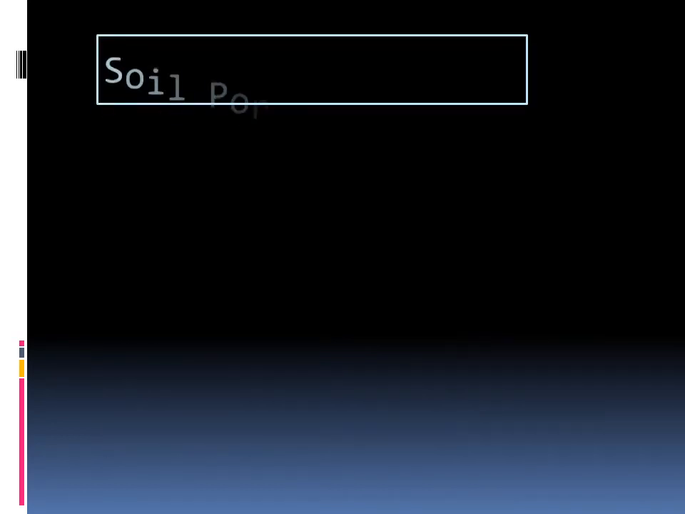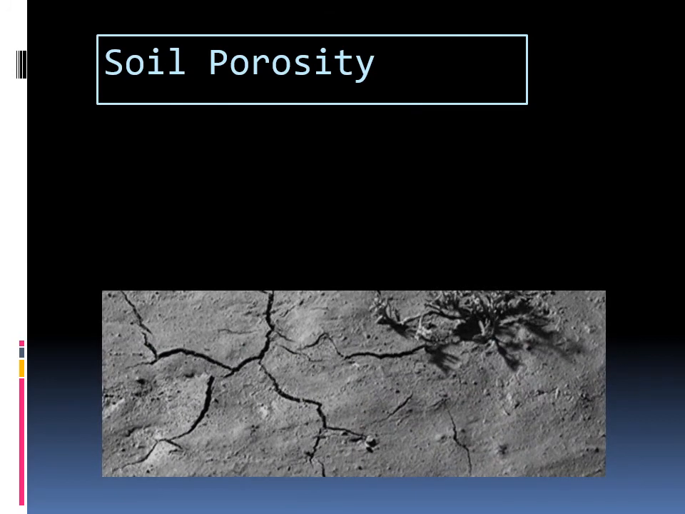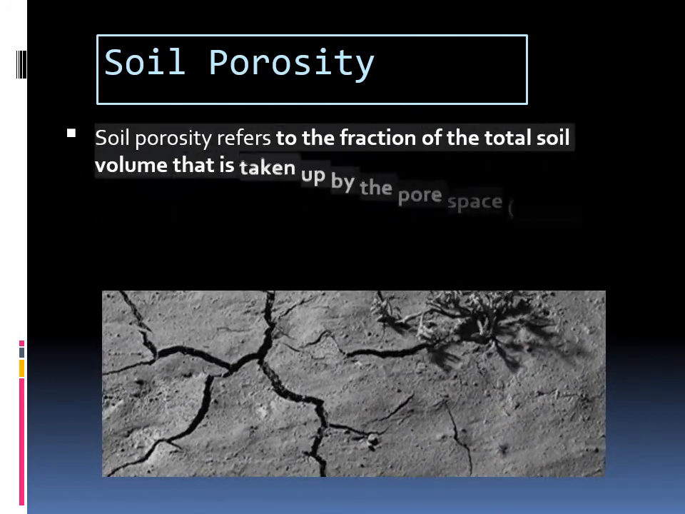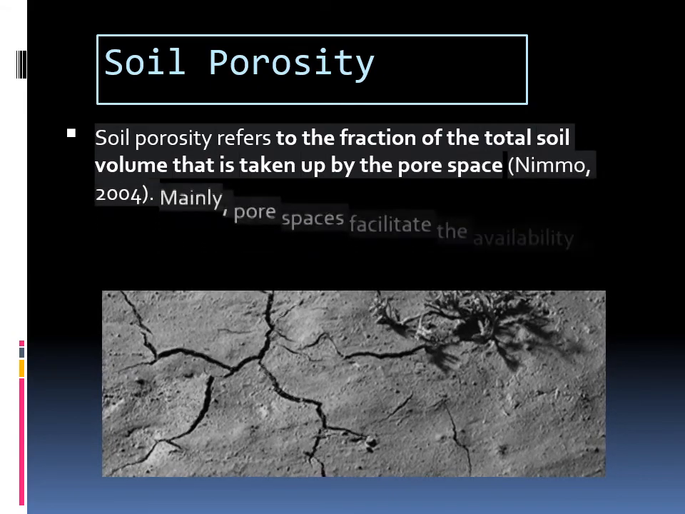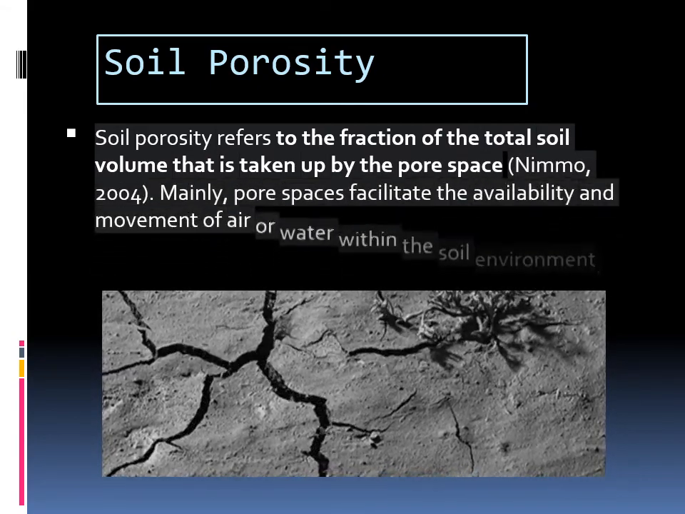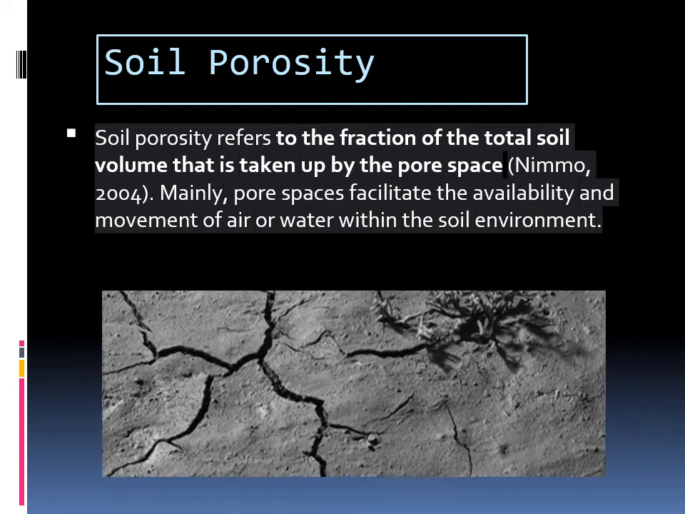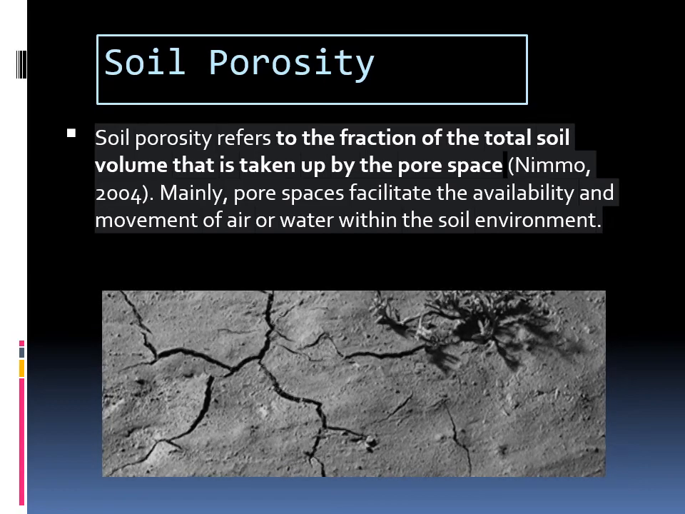Now, the soil porosity refers to the fraction of the total soil volume that is taken up by the pore space. It was stated by Nemo in 2004. Mainly, pore spaces facilitate the availability and movement of air or water within the soil environment.